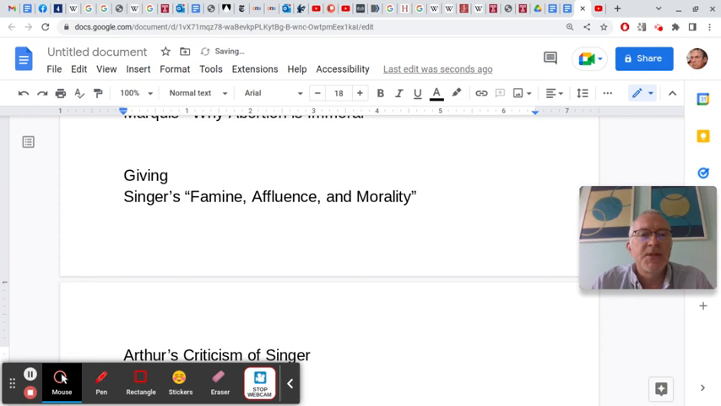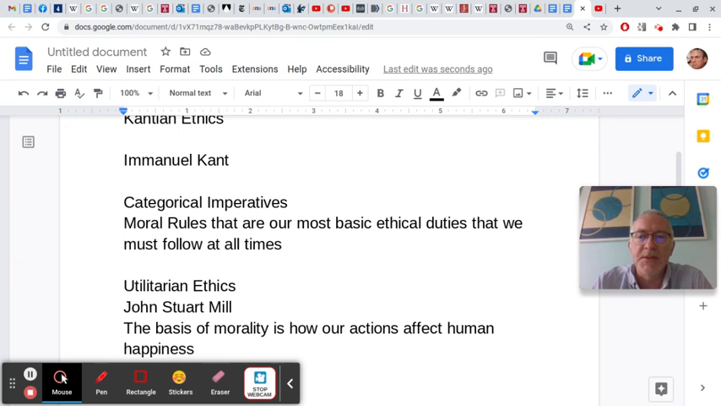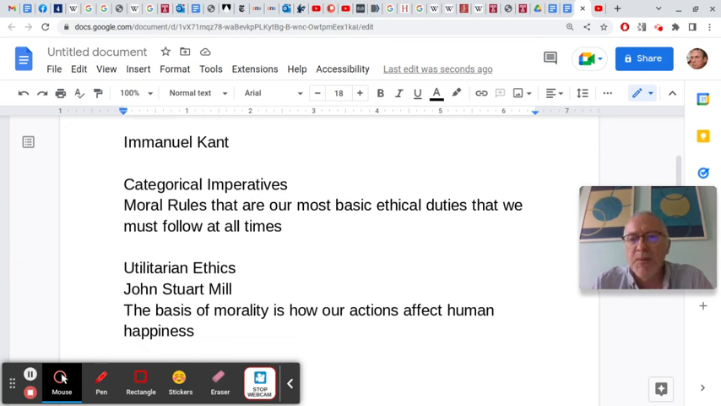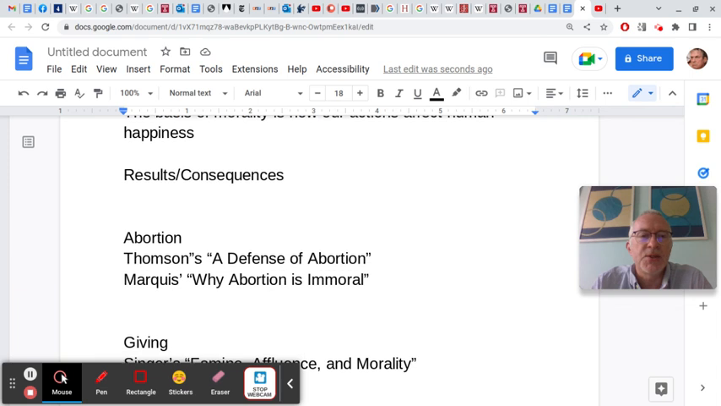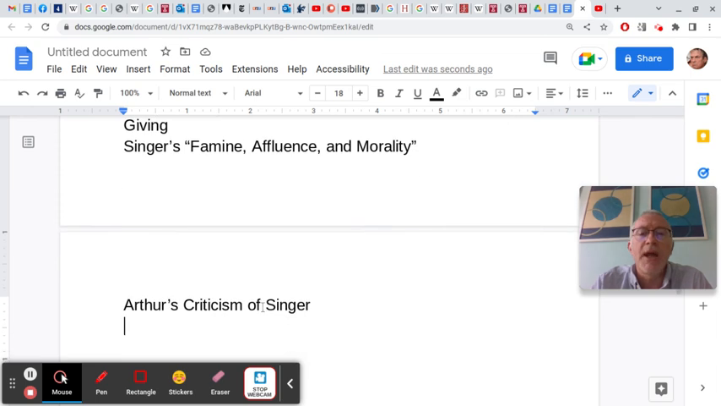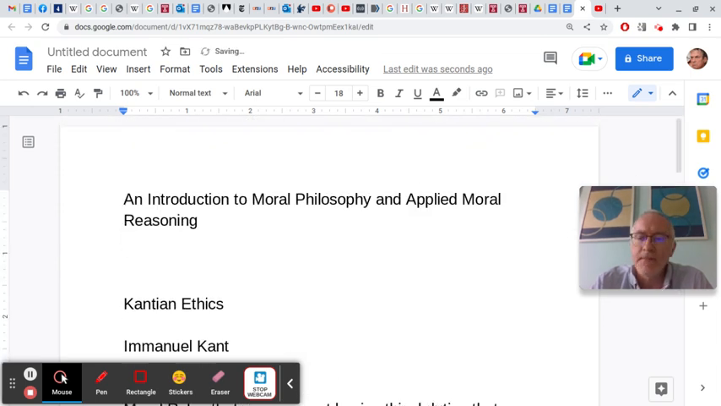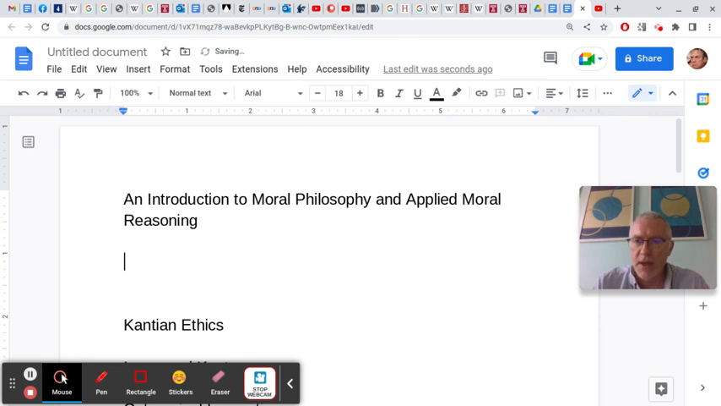This is all we'll be reading. I'll be assigning excerpts from Kant's Groundwork for the Metaphysics of Morals. We'll be reading excerpts, but most of John Stuart Mill's Utilitarianism. Then we'll be reading these two essays on abortion, and then these two essays on charitable giving, and that will constitute the entirety of the reading for this course. And as you'll see, the assignments are really about applied moral reasoning, and I think that is really what we're thinking about here.